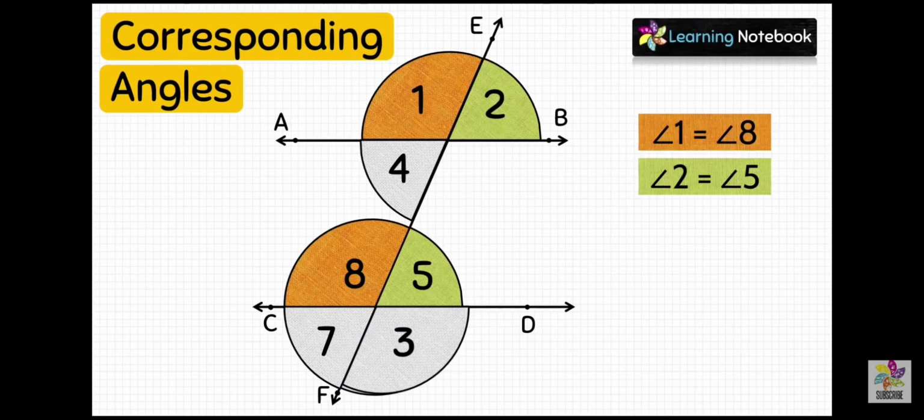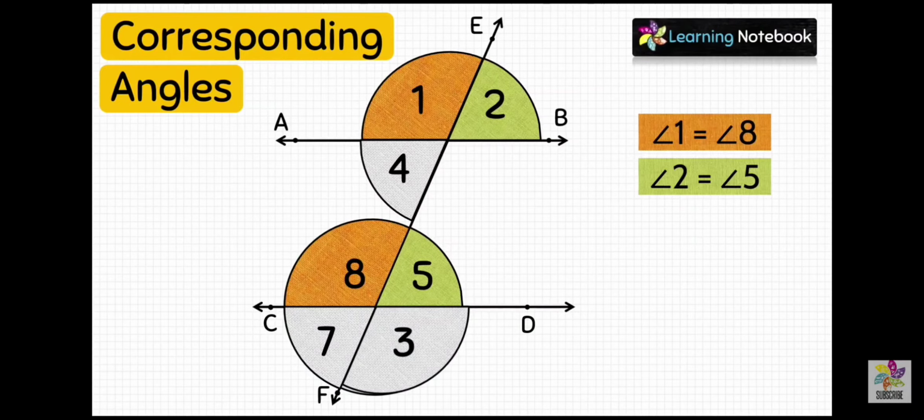Now, the second aim of this project is to prove that pairs of alternate interior angles are equal. That is, we have to prove that angle 4 equals angle 5 and angle 3 equals angle 8. So for this, let's make another set of these 8 angles.